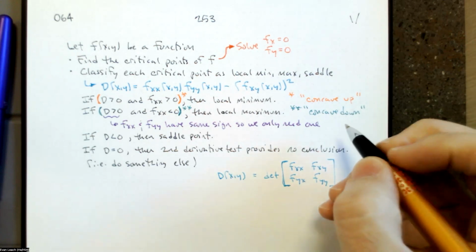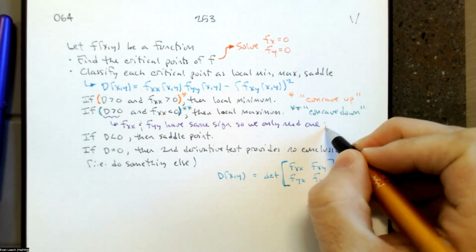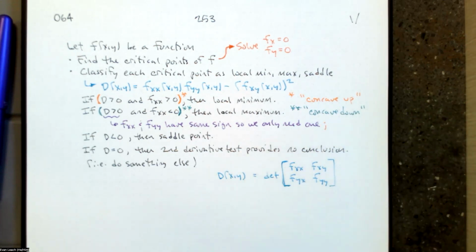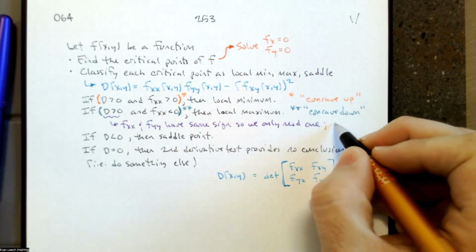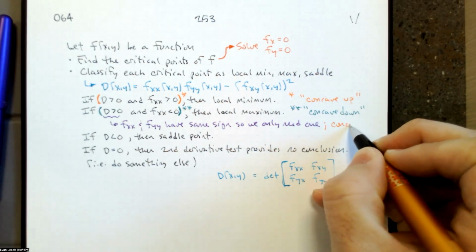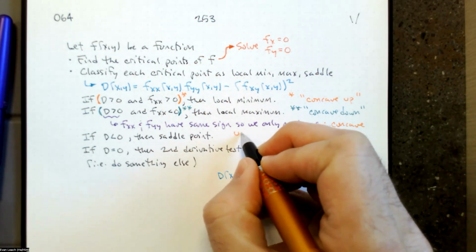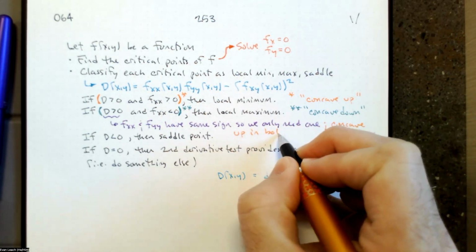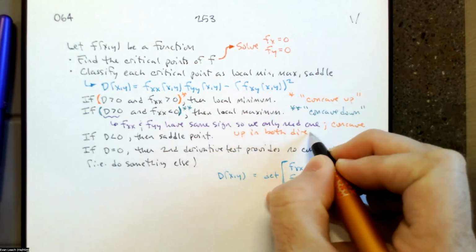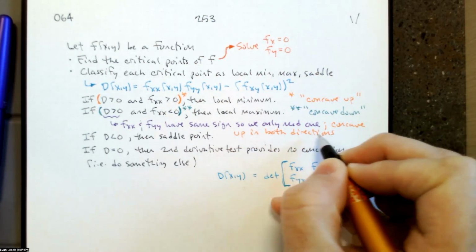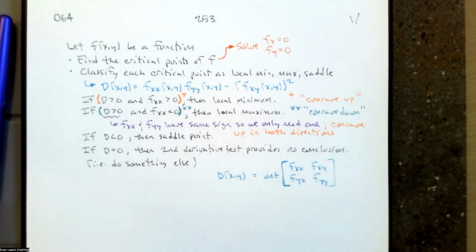And the other thing is, we can think of it as concave up in both the x direction and y direction, or concave down in both directions.